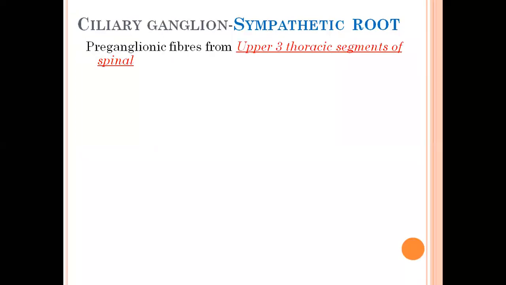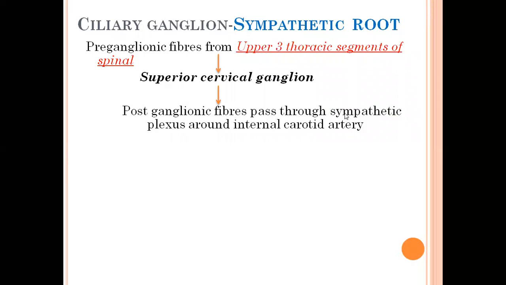You know the internal carotid artery enters the middle cranial fossa through the carotid canal. This is located within the lateral wall of the cavernous sinus. Even the oculomotor nerve is related there. Here the preganglionic fibers arise from the upper three thoracic segments. Then they relay in the superior cervical ganglion. From here the postganglionic fibers pass through the sympathetic plexus around the internal carotid artery.